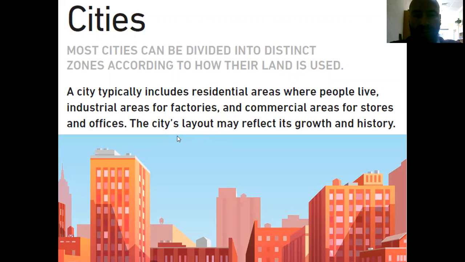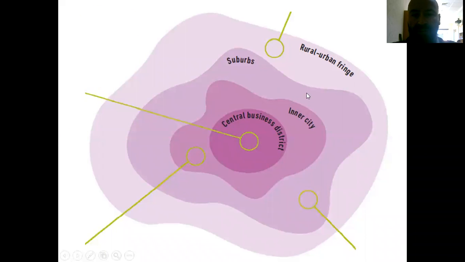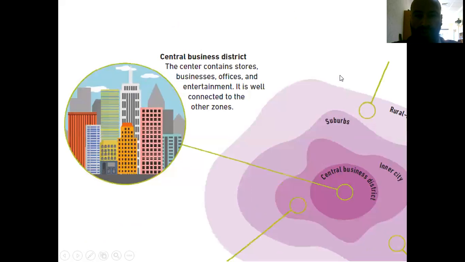Here the city's layout is mentioned. Let me show you the city's layout. This is the city's layout. It is conformed with these 4 areas: central business district, inner city, suburbs, and rural urban fringe. The central business district is the center, which contains stores, businesses, offices, and entertainment.